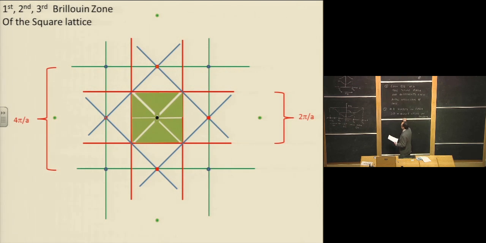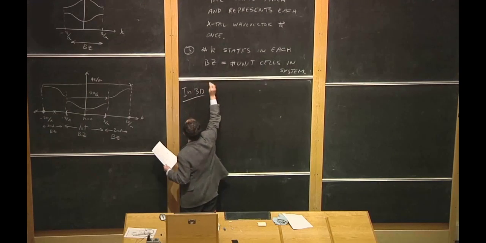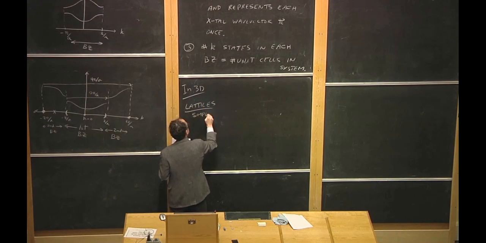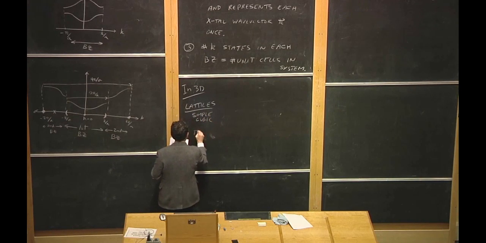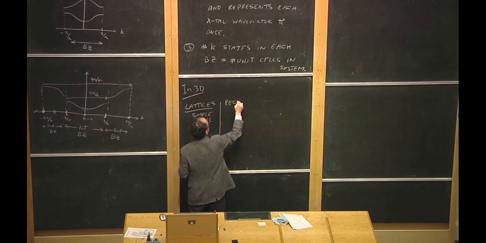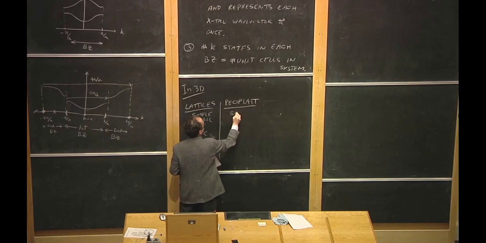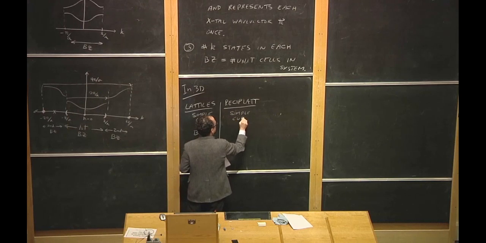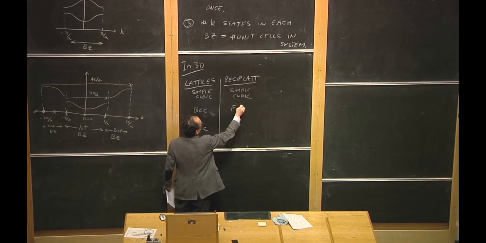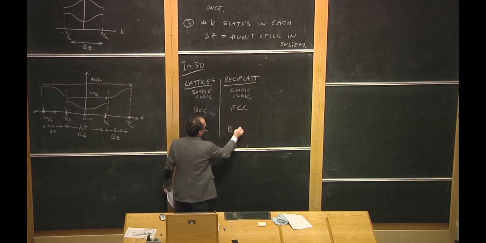Just a couple facts about Brillouin zones in 3D. So in 3D, the lattices that we're mainly interested in are simple cubic, BCC, and FCC. So the corresponding reciprocal lattices: a simple cubic lattice has a reciprocal lattice which is also simple cubic. The BCC lattice, this is something I mentioned, and I think it's a revision homework problem. The reciprocal lattice of a BCC lattice is FCC, and the reciprocal lattice of an FCC lattice is BCC.